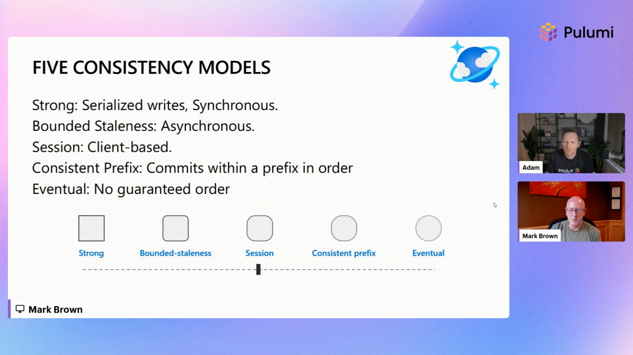And then there's eventual, which is exactly what the name implies. There's no guaranteed order, no matter what within there. Now, let me talk about session. Session is actually the default consistency model we use.